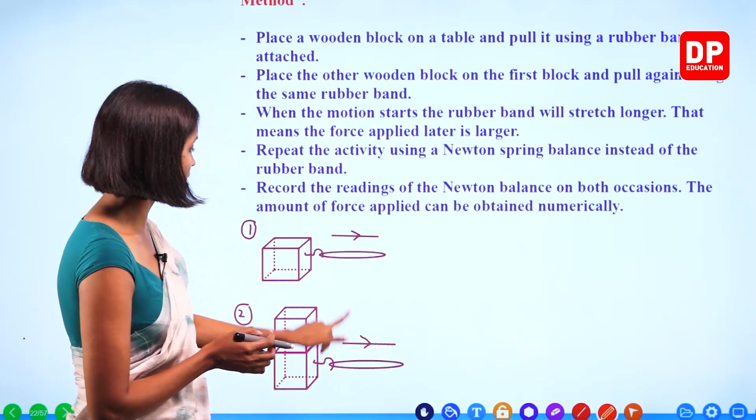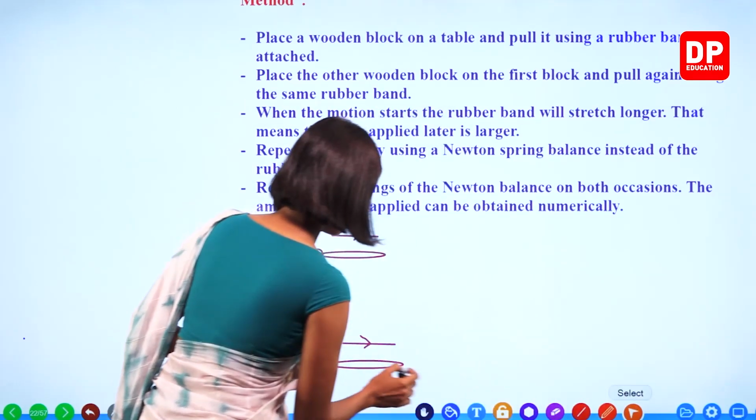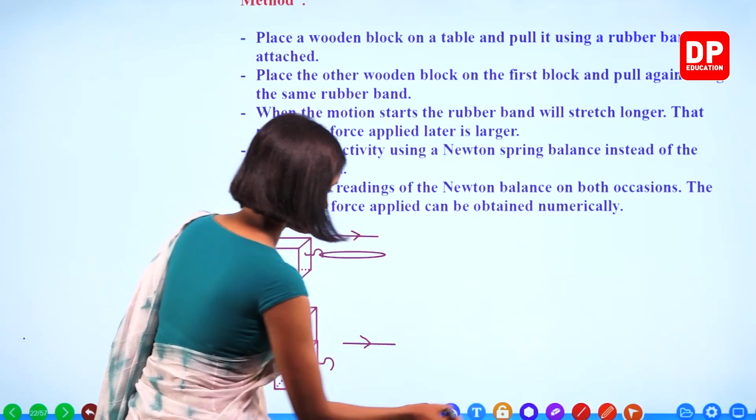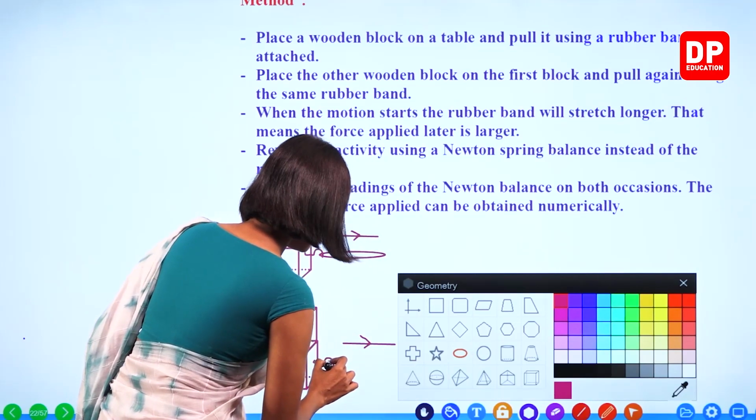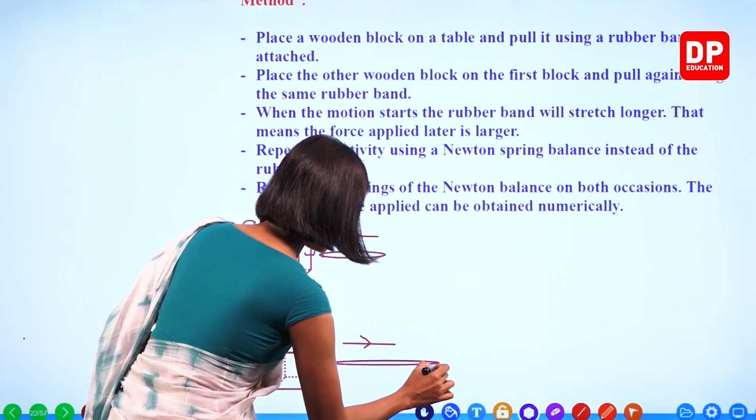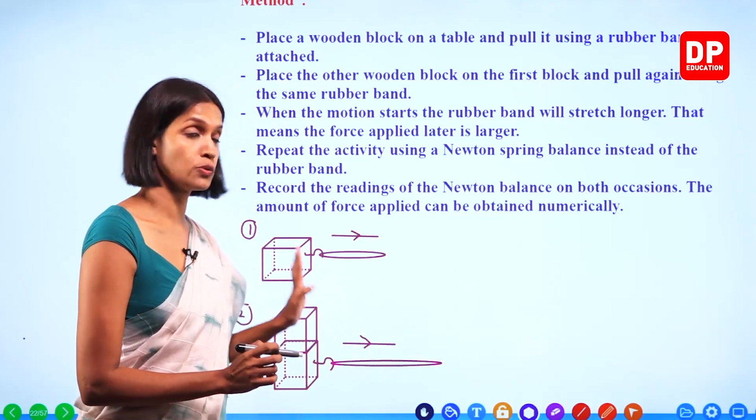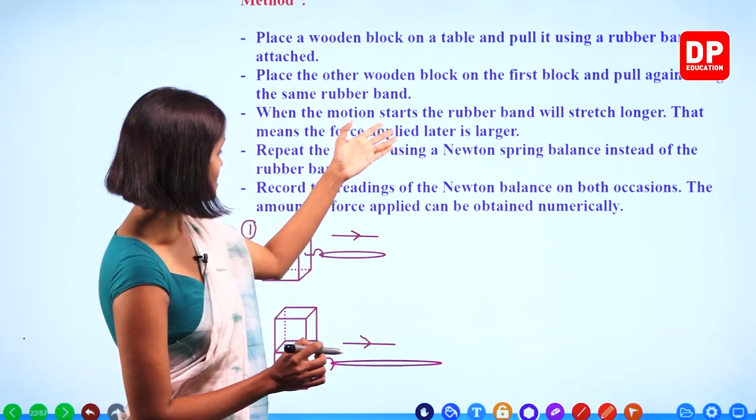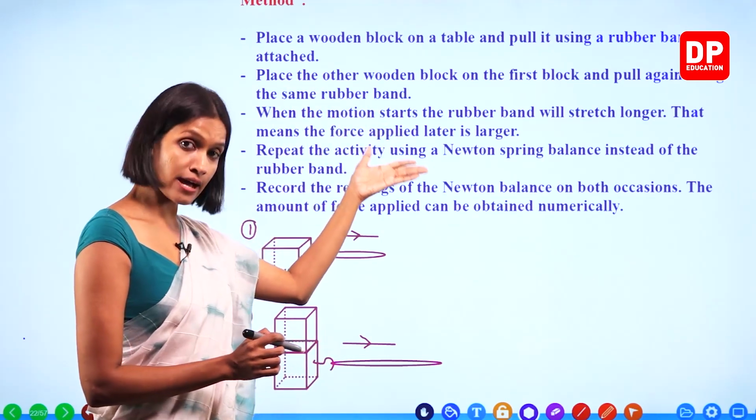Okay, so you will realize, we will draw it separately. We will draw a longer one. So you will realize this one stretch. The rubber band stretches longer. Okay. So when the motion starts, the rubber band will stretch longer. That means the force applied later is larger.